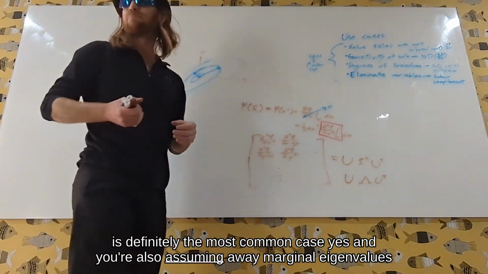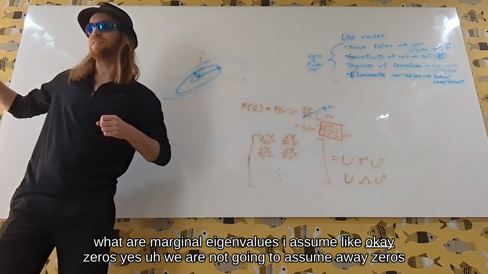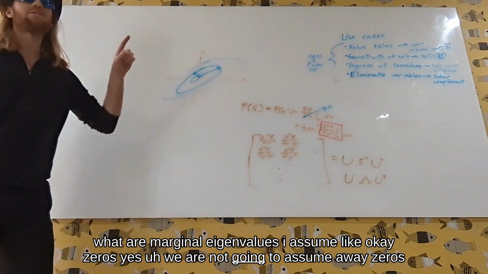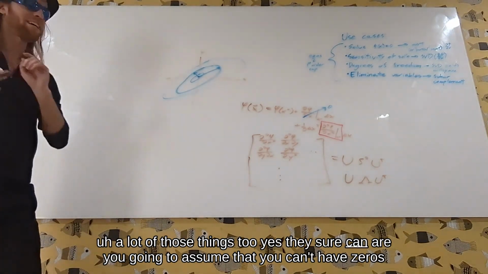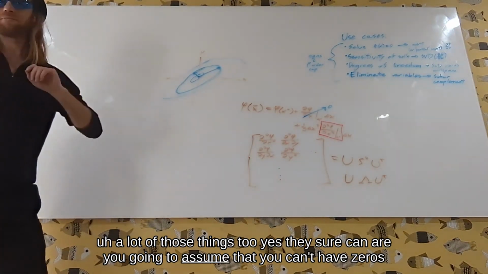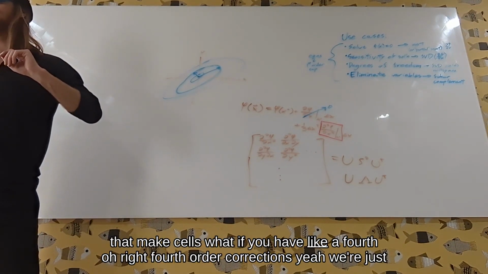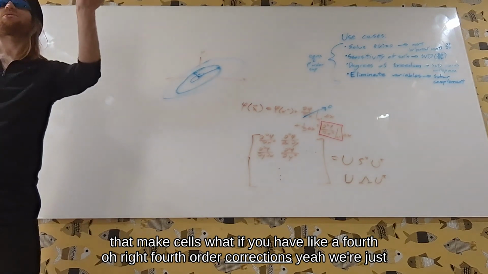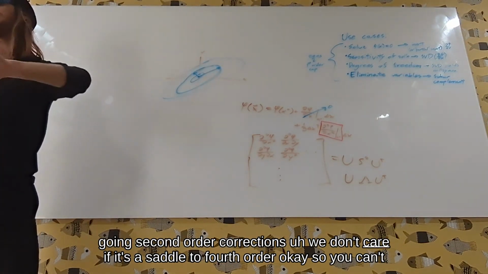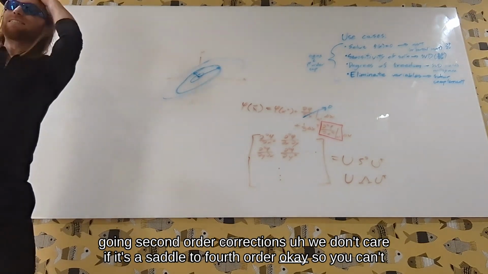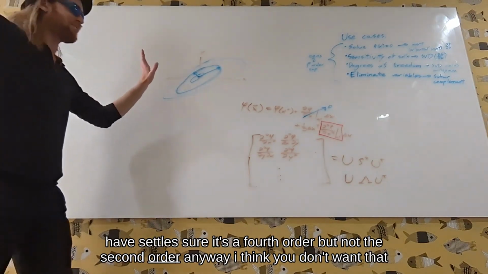I'm guessing you're also assuming away marginal eigenvalues. What are marginal eigenvalues? Zero. Okay, zeros. Yes, we are not going to assume away zeros. We can allow those things too. Are you going to assume that you can't have zeros that make saddles? If you have a fourth order correction, yeah, we're just going to take second order corrections. We don't care if it's a saddle to fourth order. Okay, so you can have saddles to fourth order, but not to second order.